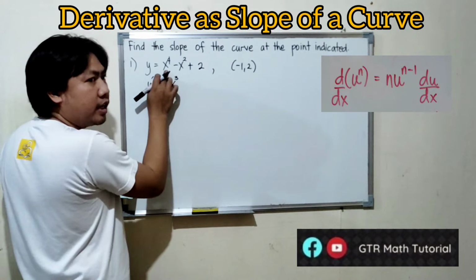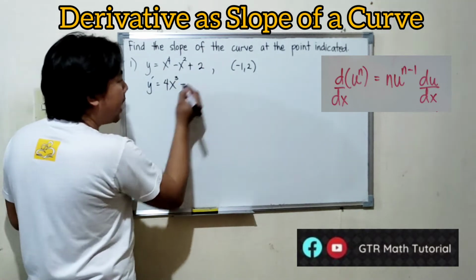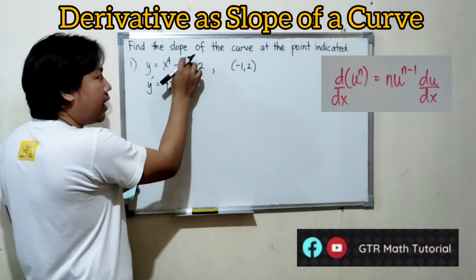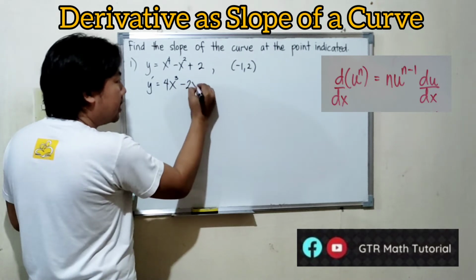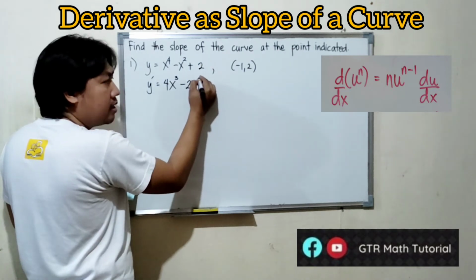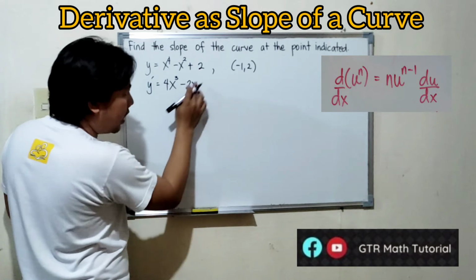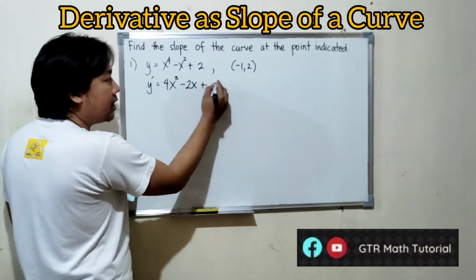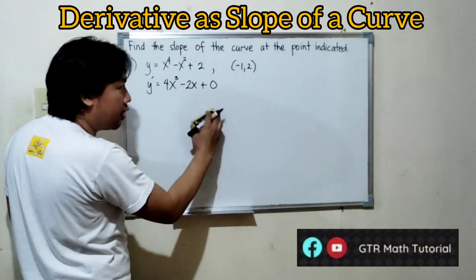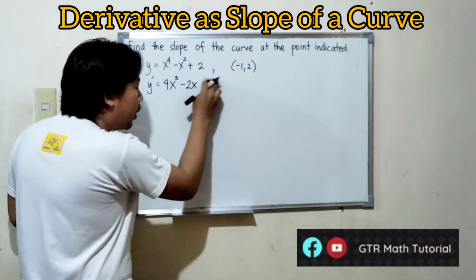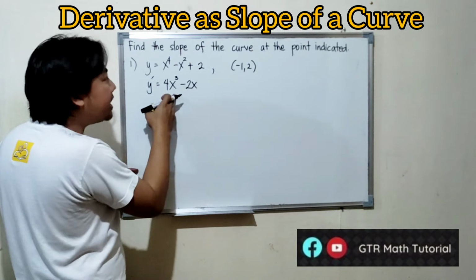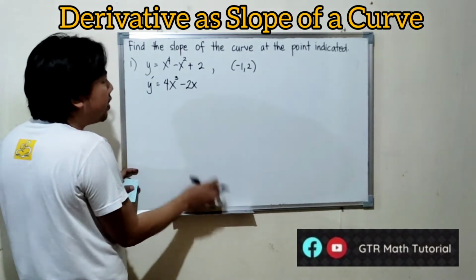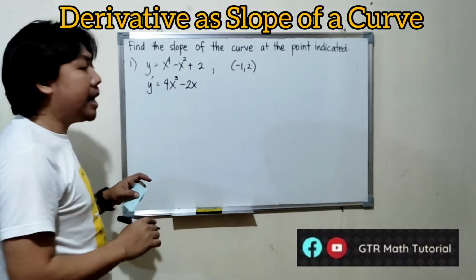Times derivative of x with respect to x, that is 1. Minus power rule again, so we have 2 times x raised to 2 minus 1, that is 1. So no need to write the exponent. And then plus the derivative of a constant is 0, so there's no need to write the 0. So this is the derivative of the expression y equals x to the fourth minus x squared plus 2.